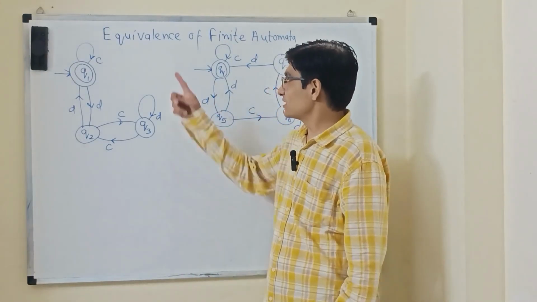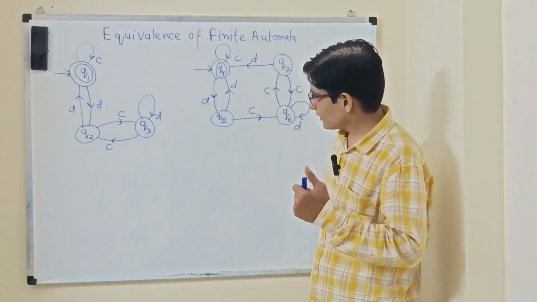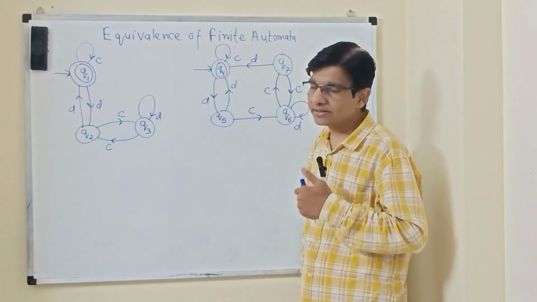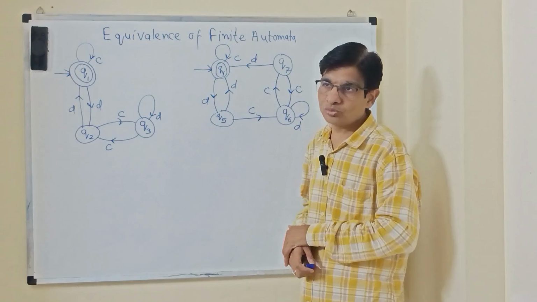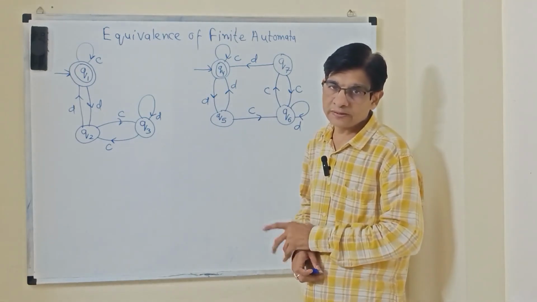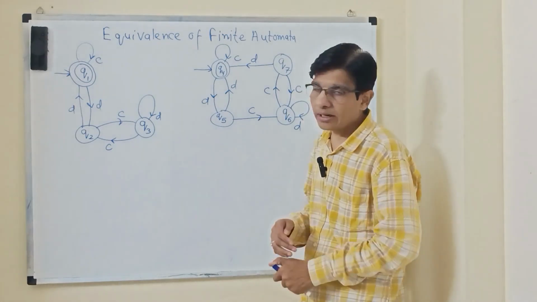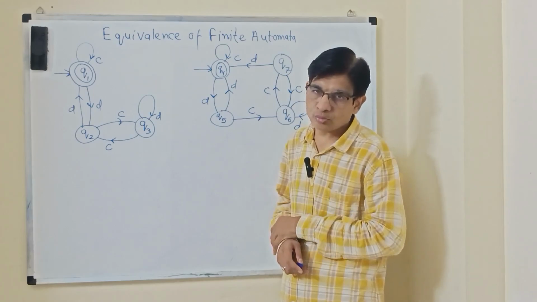So today's topic is equivalence of two finite automata. You may see this in any university exam or competitive exam; it is a very common question. If you are given two finite automata and asked to compare them, whether they are the same or not, what do you mean by the same?